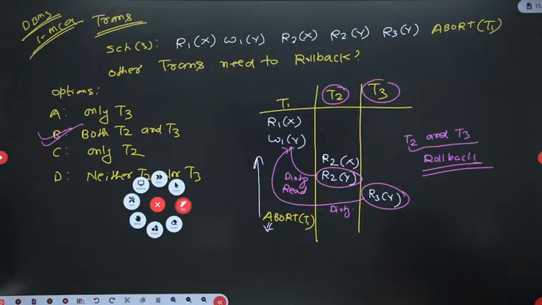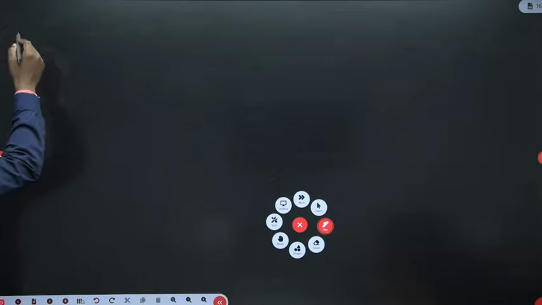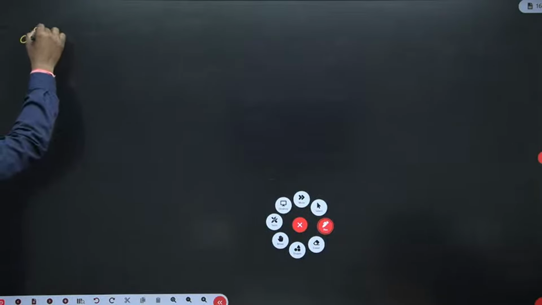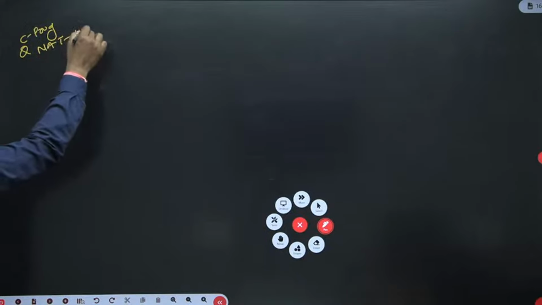Now let's see what other questions are here. Let's take the programming questions quickly. See here. The first and simple programming question, a 1 mark question, was C programming. It was a NAT question of 1 mark. Fine.